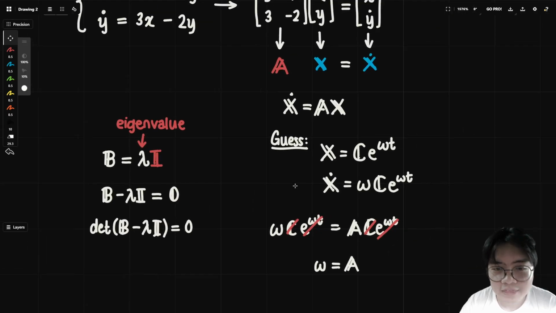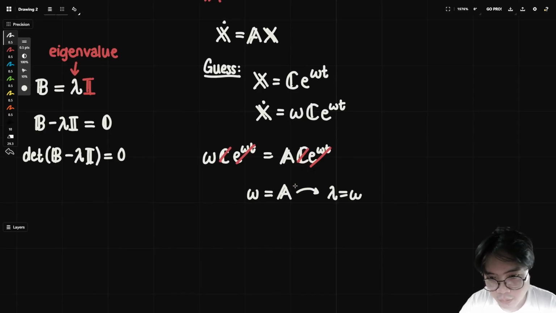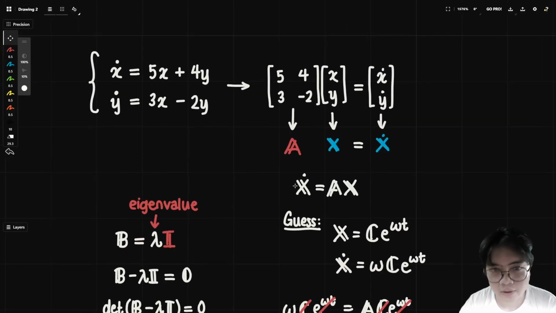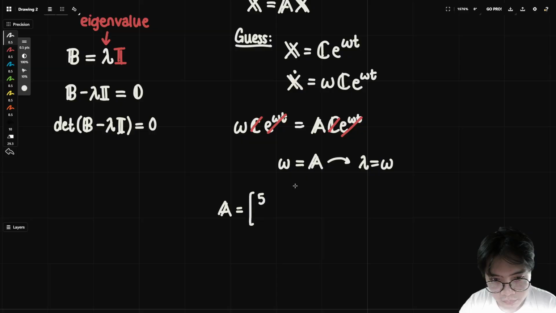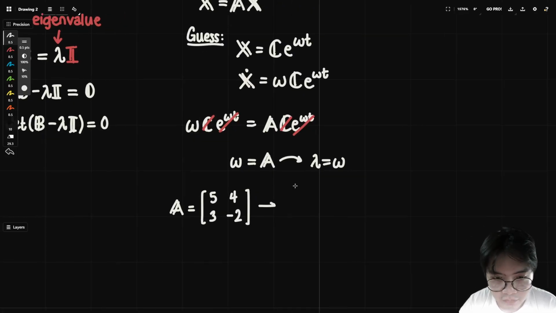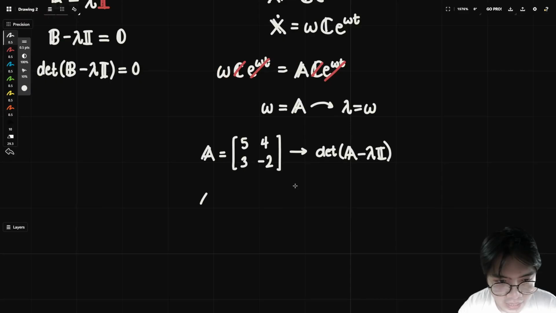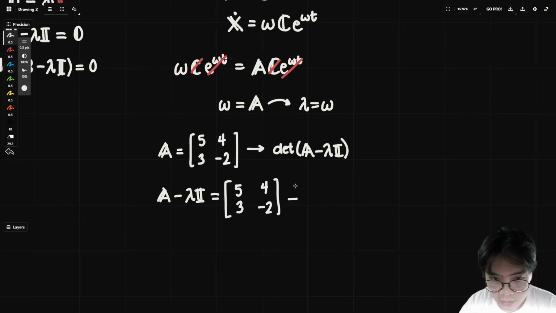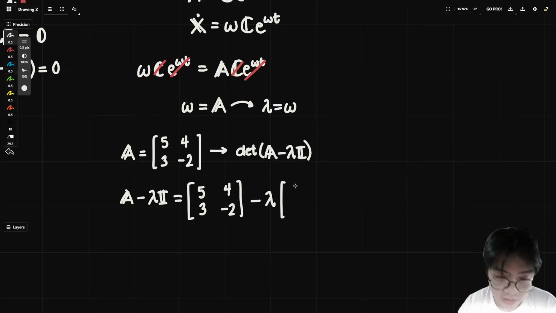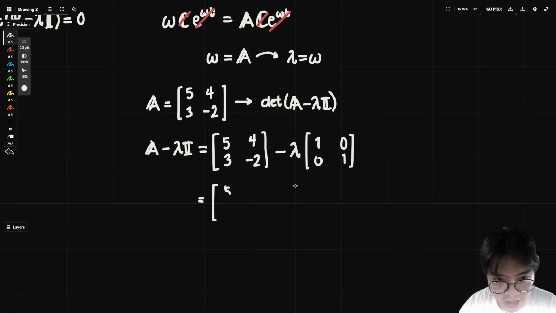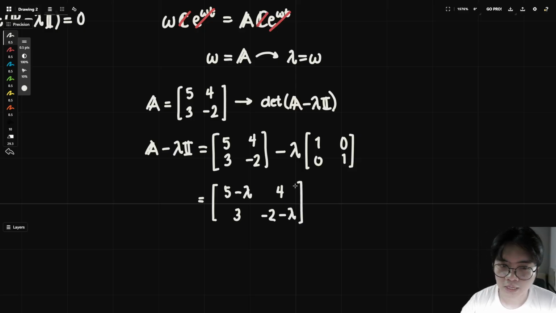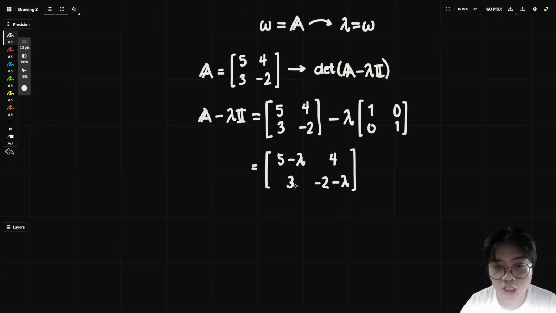Okay? And so let's try to find the eigenvalues of your A now. Our A is currently 5, 4, 3, negative 2. In this case, what we will have to do is just get the determinant of A minus lambda I. A minus lambda I will be equal to 5, 4, 3, negative 2 minus lambda, whatever that is, times the identity matrix, which is a 2 by 2. So this will be 5 minus lambda, this remains the same, 3, and then negative 2 minus lambda. Now we get the determinant of this, and this should be equal to 0.